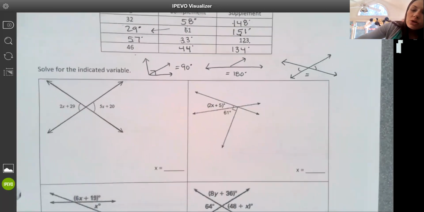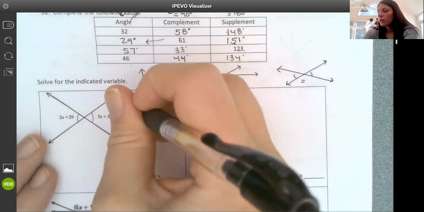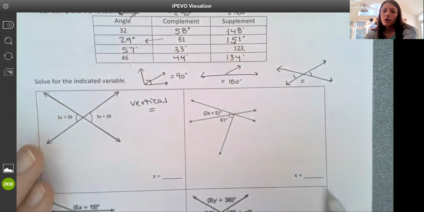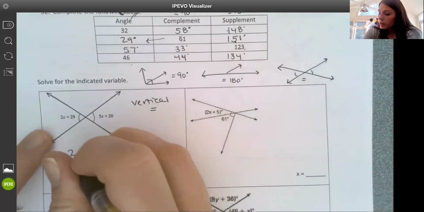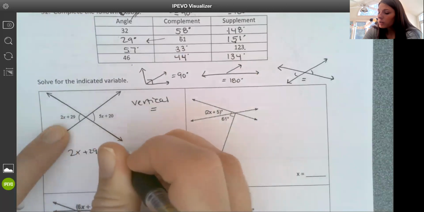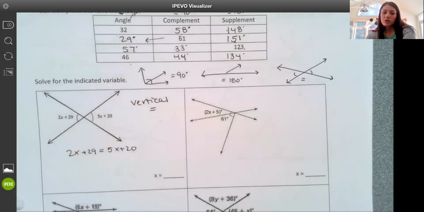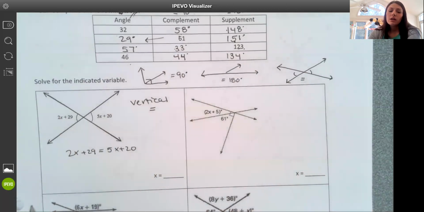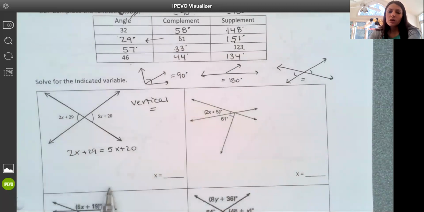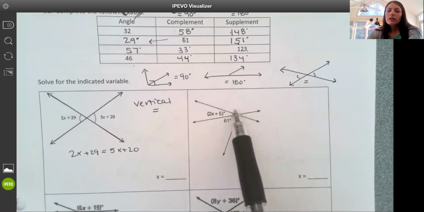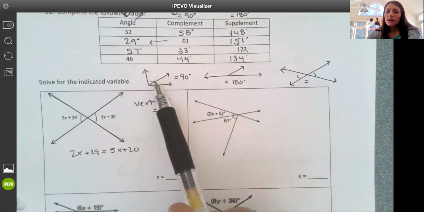Okay, so our first example, these are vertical angles. They're equal to each other. So my equation setup is that 2x plus 29 is equal to 5x plus 20. So really I need to just identify which one I have to get my equation and then solve from there. So I'm going to go through and talk about the setups, and then we'll check our answers after.